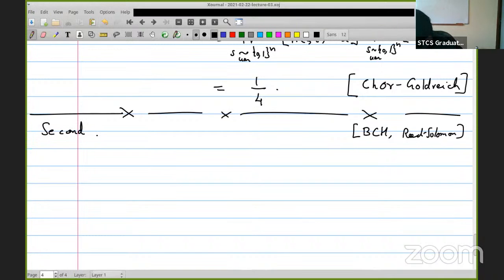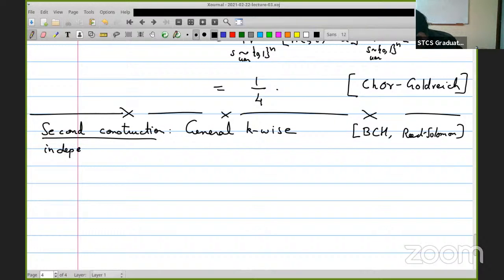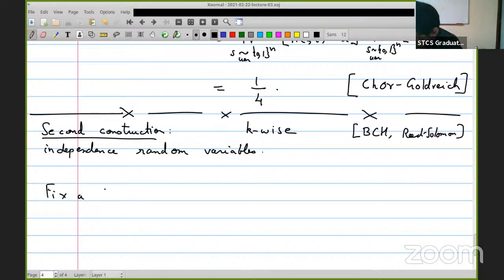Okay. So the second construction of general k-wise independence. And these won't be bits though. So general q-ary independent random variables. So that will be a bit annoying, but we'll see. Okay. So what we'll do is fix a finite field there.